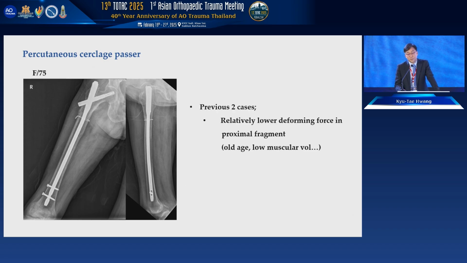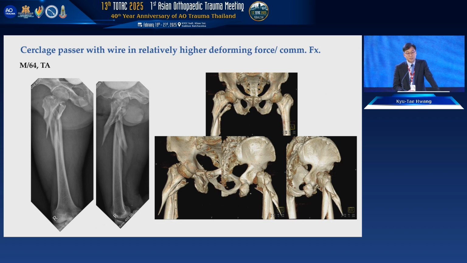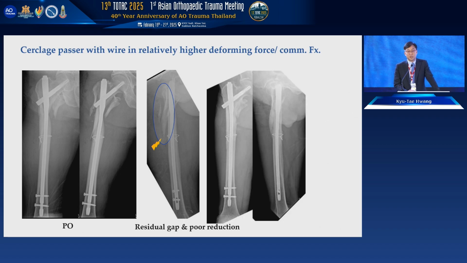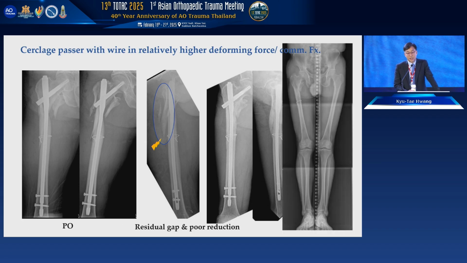But the previous two cases had relatively lower deformity force in the proximal fragment because they were of old age and had low muscular volume. This case has a relatively higher deformity force and a comminuted fracture in the subtrochanteric area, a 64-year-old male patient. This is the post-operative radiograph. You can see the residual gap and poor reduction status. Fortunately, bony union was achieved, but he suffered from delayed union.